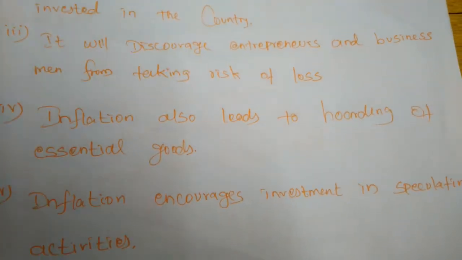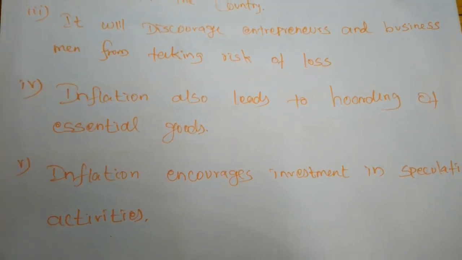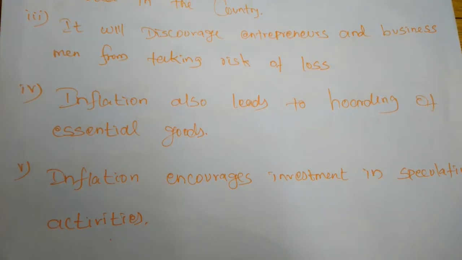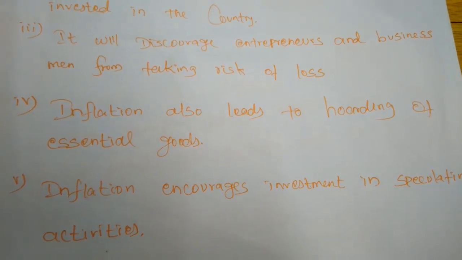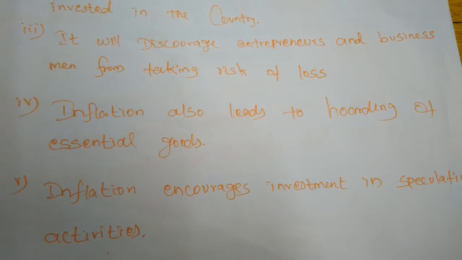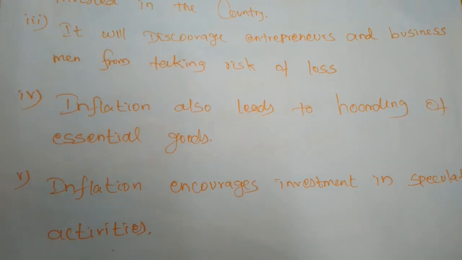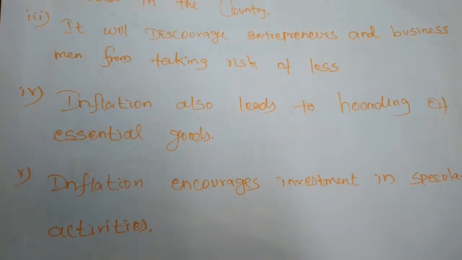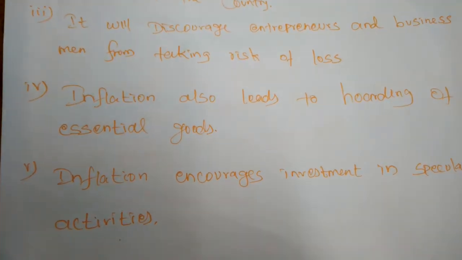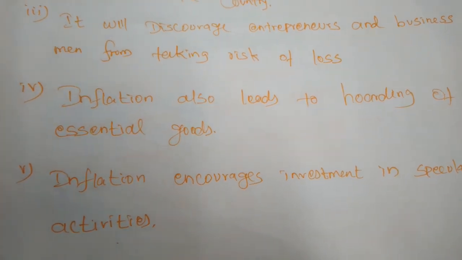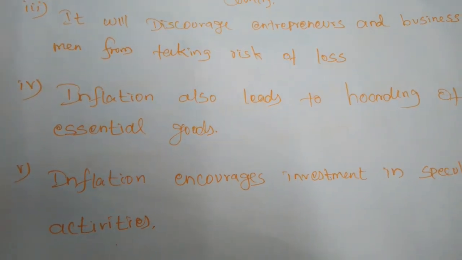Next, inflation also leads to hoarding of essential goods. Many entrepreneurs or producers will hold their produced essential commodities. Because the price of the commodity is continuously increasing, they will use that inflation time and hold all the produced commodities. When they hold all the commodities in their warehouses, the price of the held commodities will automatically increase. After the price increases, they will bring the commodities out to the market and fix their price at a higher rate.